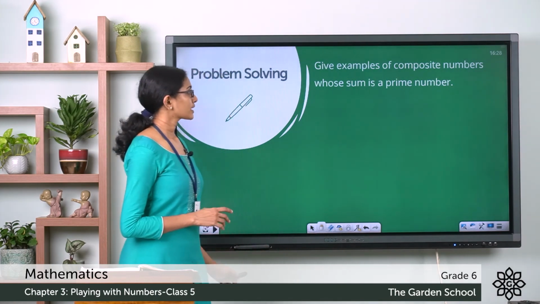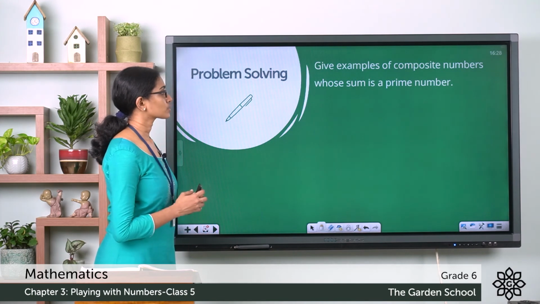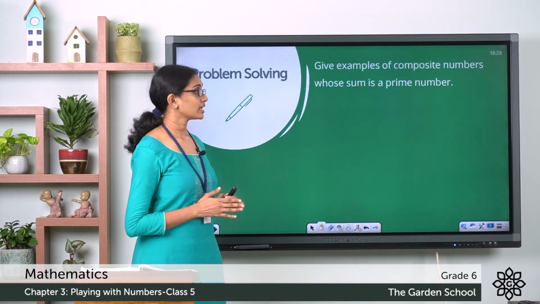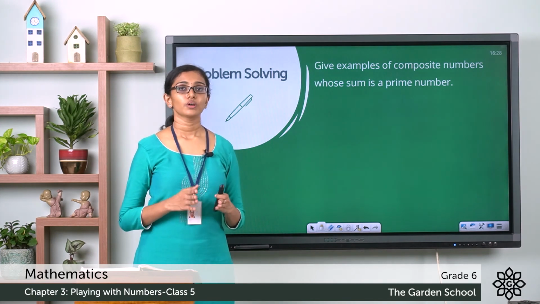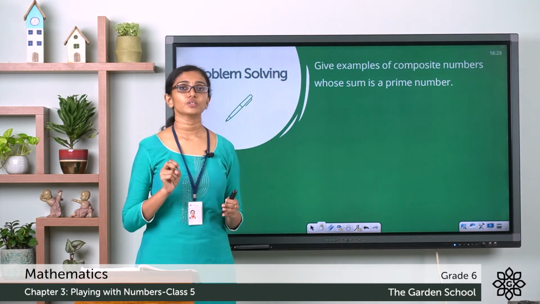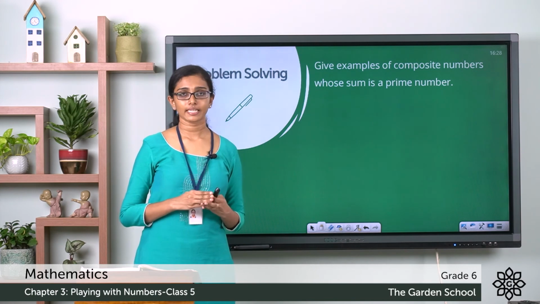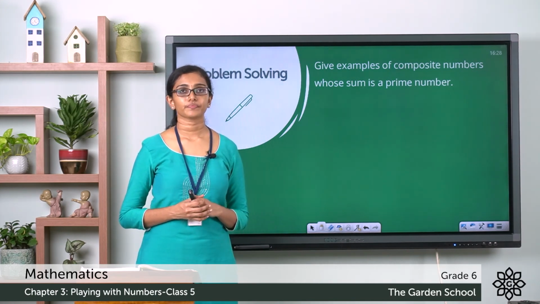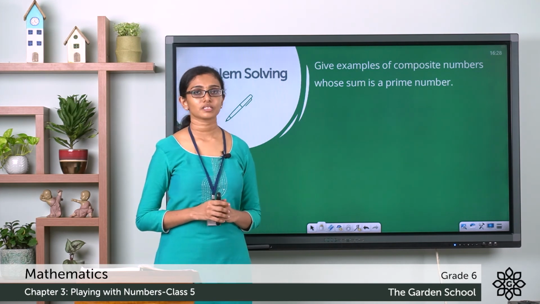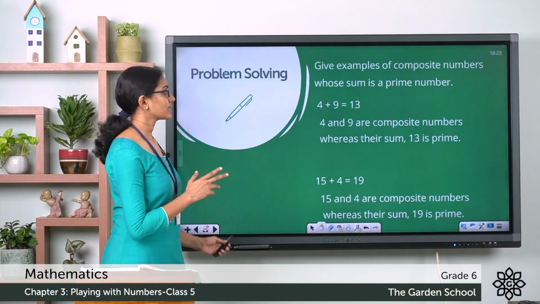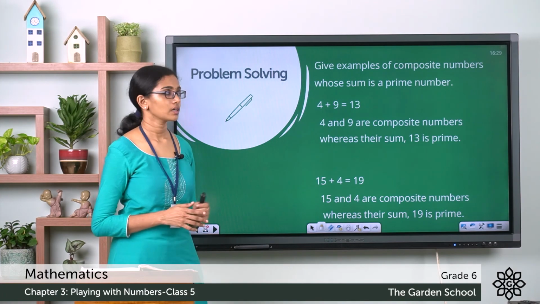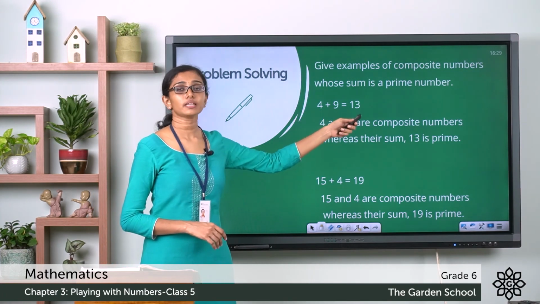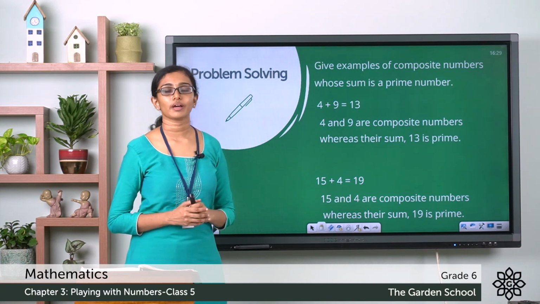Now, give examples of composite numbers whose sum is a prime number. Here, what you have to do is think of two composite numbers, take their sum and see if the sum is a prime number. I'll give you two examples. The numbers 4 and 9. 4 is composite, 9 is composite. When you add them, you get the number 13. It is a prime number.